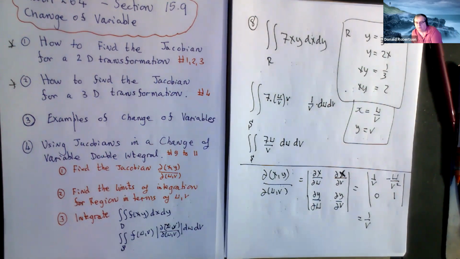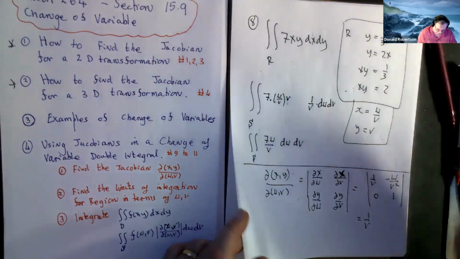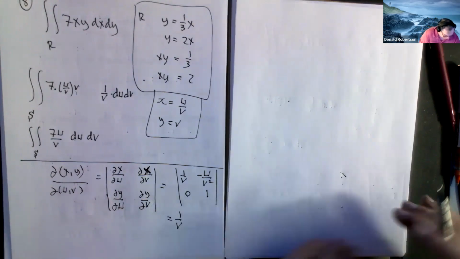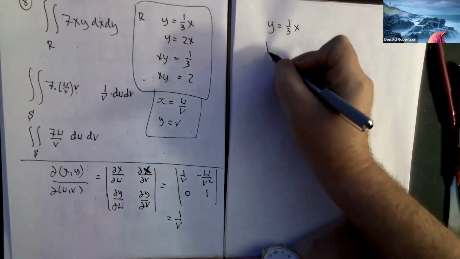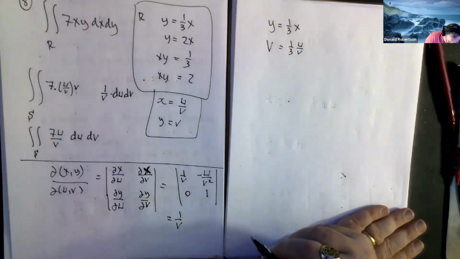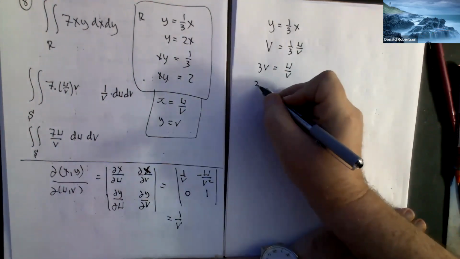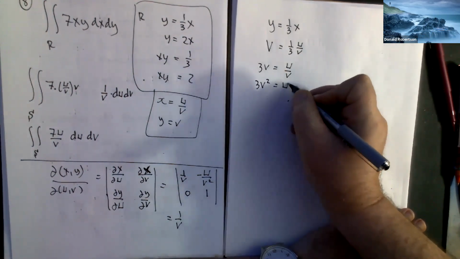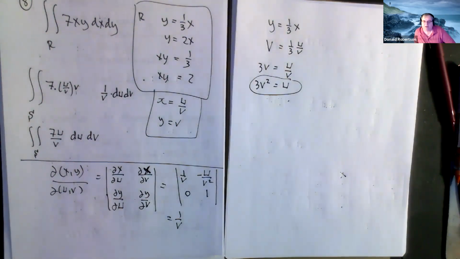The only thing missing here is the limits of integration in terms of u and v. As I said earlier, I'm not going to draw that, I'm just going to do algebra. The first one says this, and this is v, and this is 1/3 u over v. If I multiply both sides by 3, I have a form which I kind of like, so I'm just going to leave it like that.